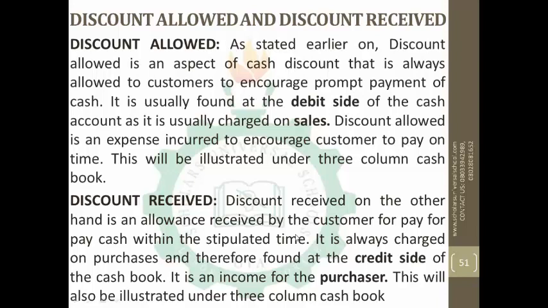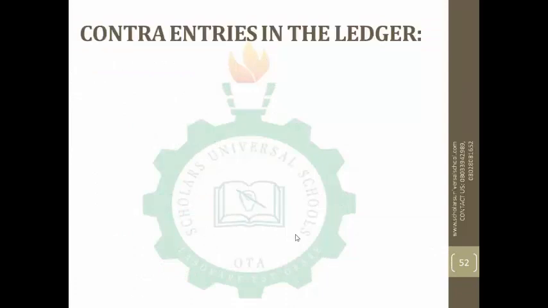And if you are not even mixing up with the condition, they will not still give you. So therefore, it is found on the credit side of the cash book, and it is an income for the purchaser. Now this will also be illustrated under the 3-column cash book by the time we get there. So I want you to stay tuned, stay connected, and please watch out for our next video on 3-column cash book.